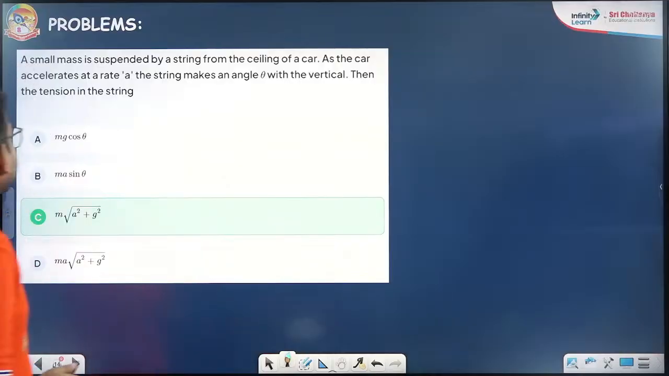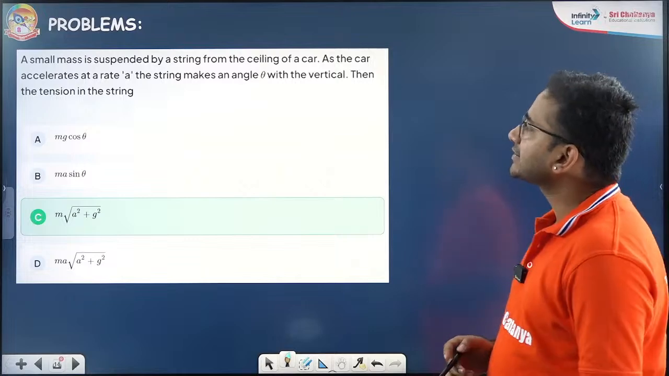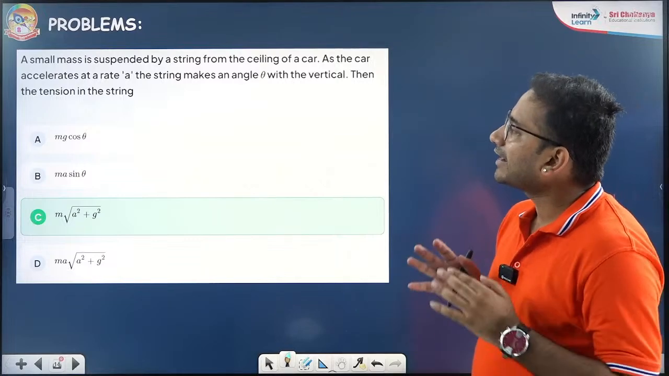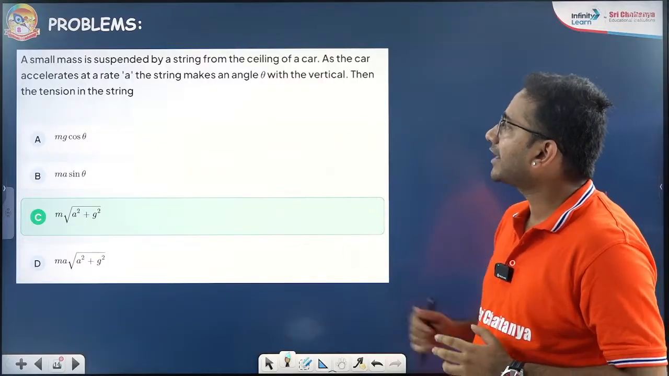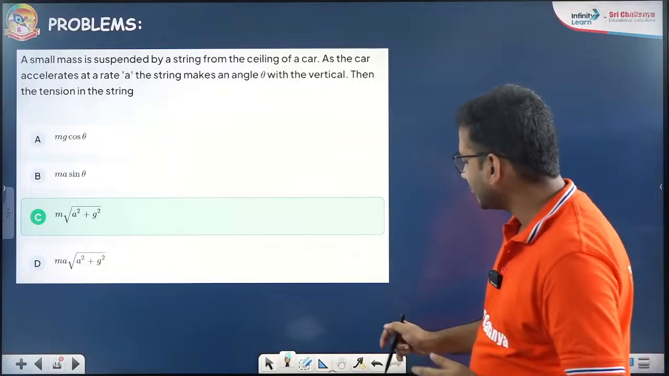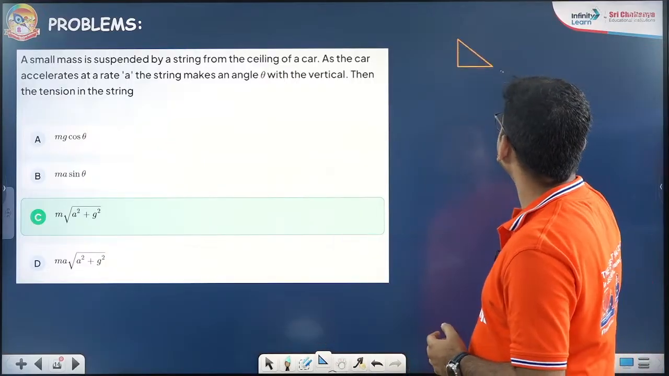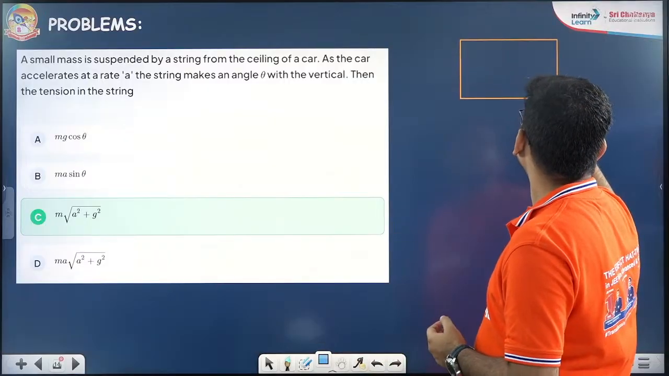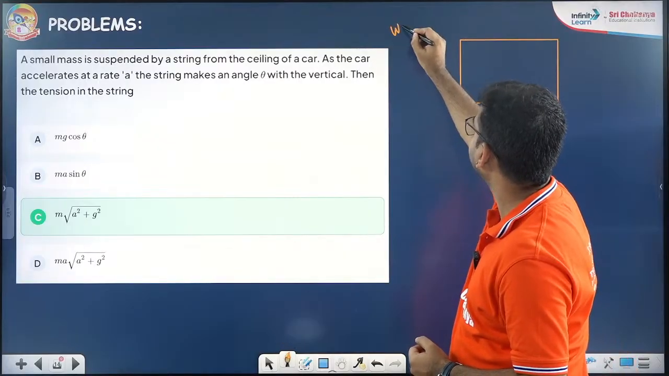Now, a question. A small mass is suspended by a string from the ceiling of a car. As the car accelerates at a rate A, the string makes an angle theta with the vertical. They are asking you the tension in the string. So, way one of doing that.